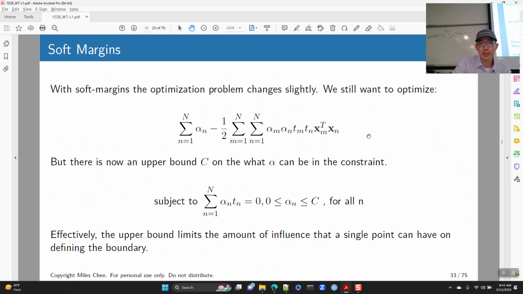So when using a soft margin, we're going to say there's now an upper bound on what alpha can be. We're going to have a constraint, but alpha can't go over some value C. It limits the amount of influence that a single point can have on defining the boundary. And so that's what we'll end up having.